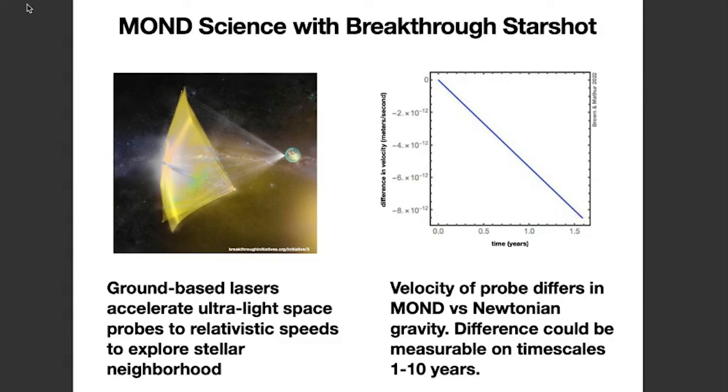By launching one of these small probes, the velocity of the probe would be different in MOND than in Newtonian gravity. So just by tracking the velocity, you could see if there's any effects of MOND. And I'm out of time, so thank you.